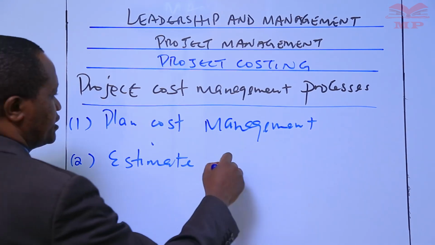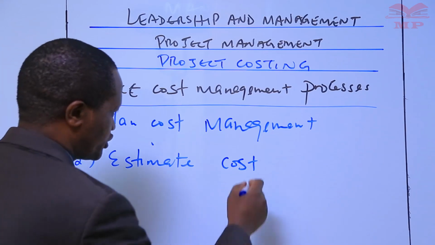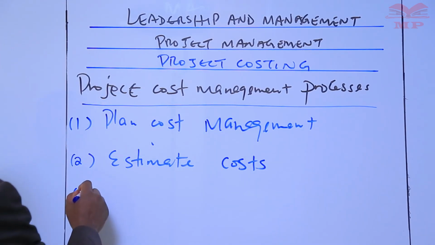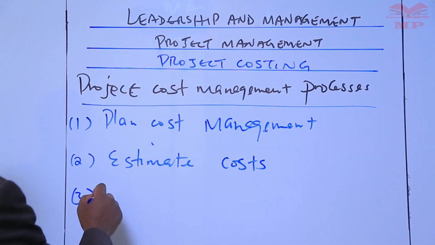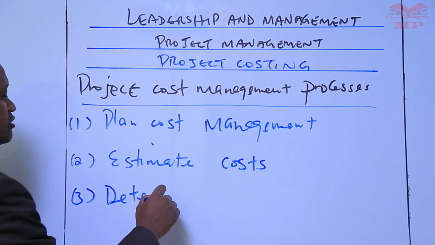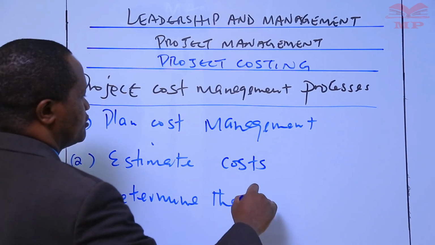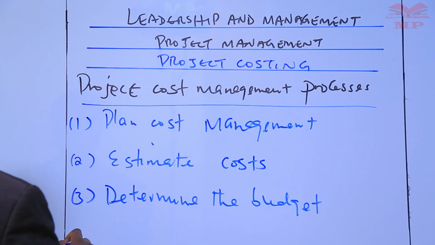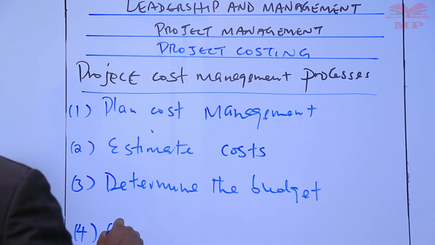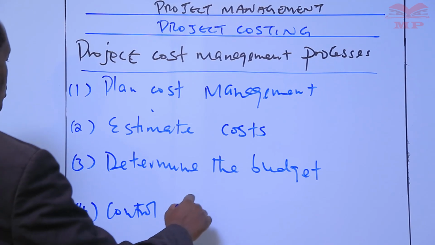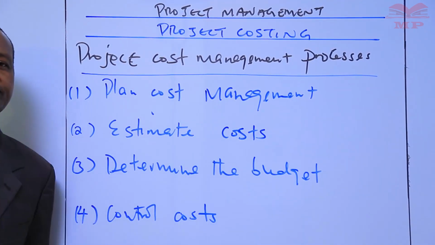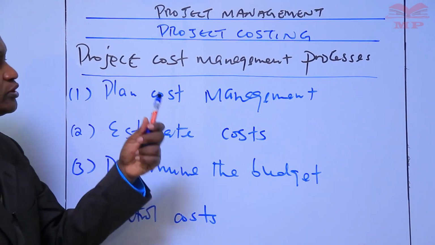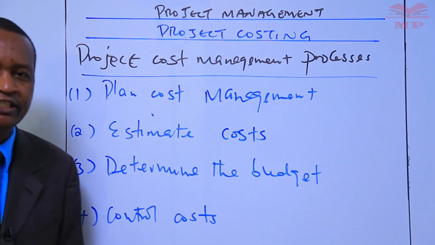Estimate the costs. Number three is determine the budget. Then lastly, number four, controlling of costs. So the first one is planning of the cost management, plan cost management.